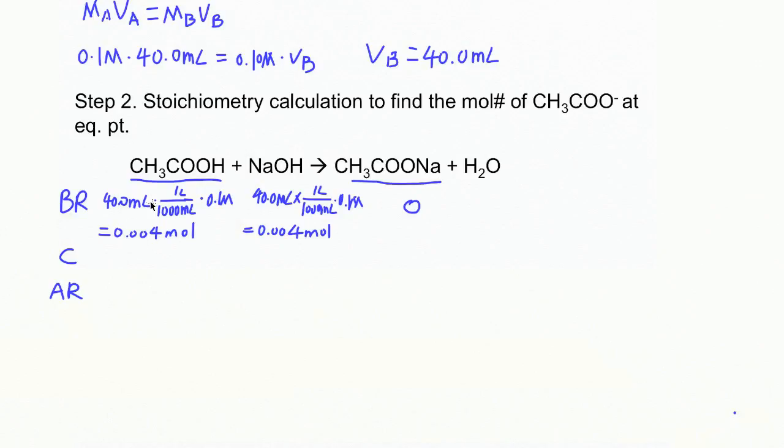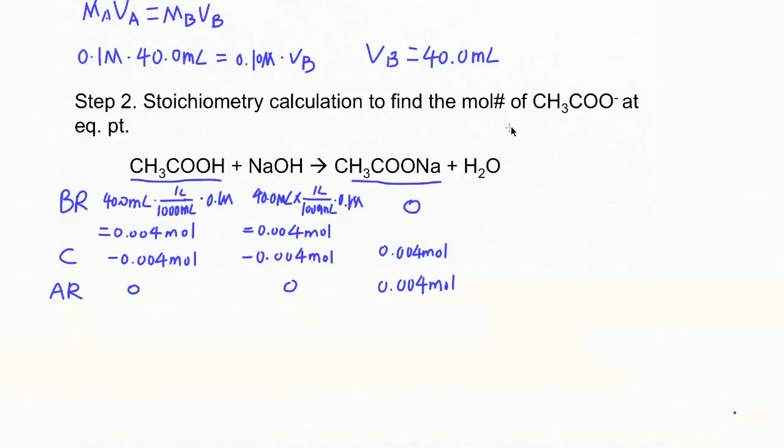Now what's the change? Since both reactants have the same mole number, the change would be 0.004 mole for both reactants. And the change for sodium acetate is positive 0.004, because you are going to generate this much sodium acetate. Now after reaction, you don't have any reactants, but you do have 0.004 mole of sodium acetate. So this is the mole number of the sodium acetate.